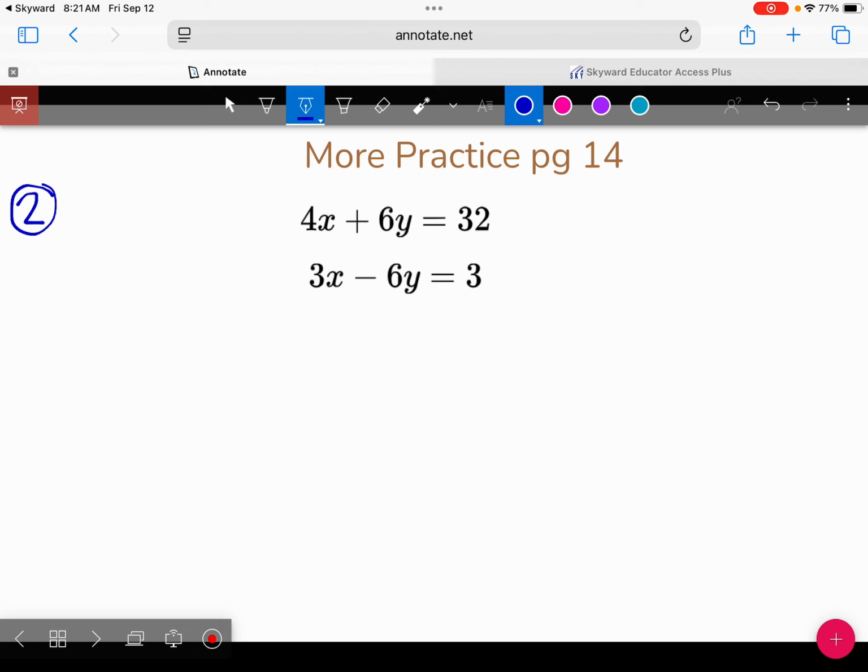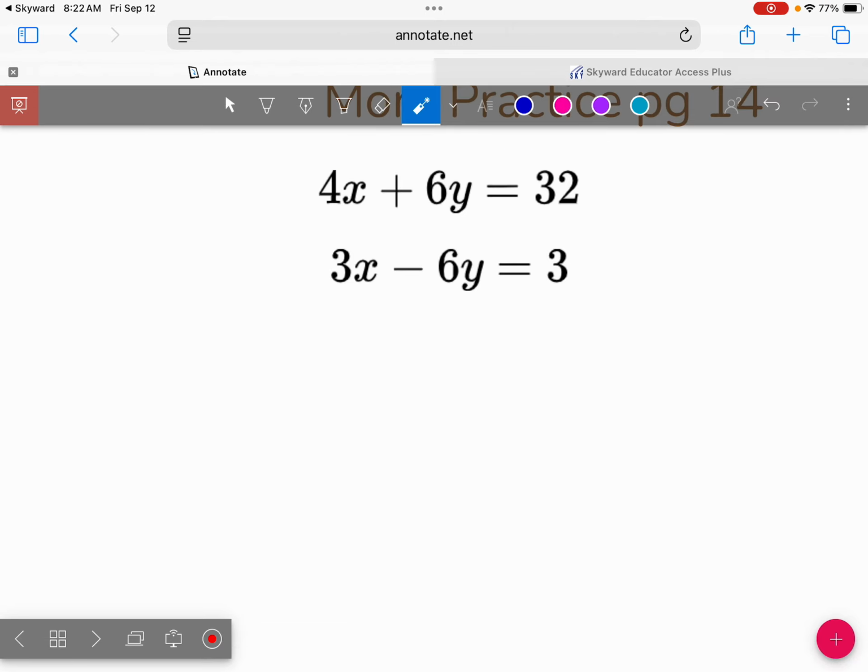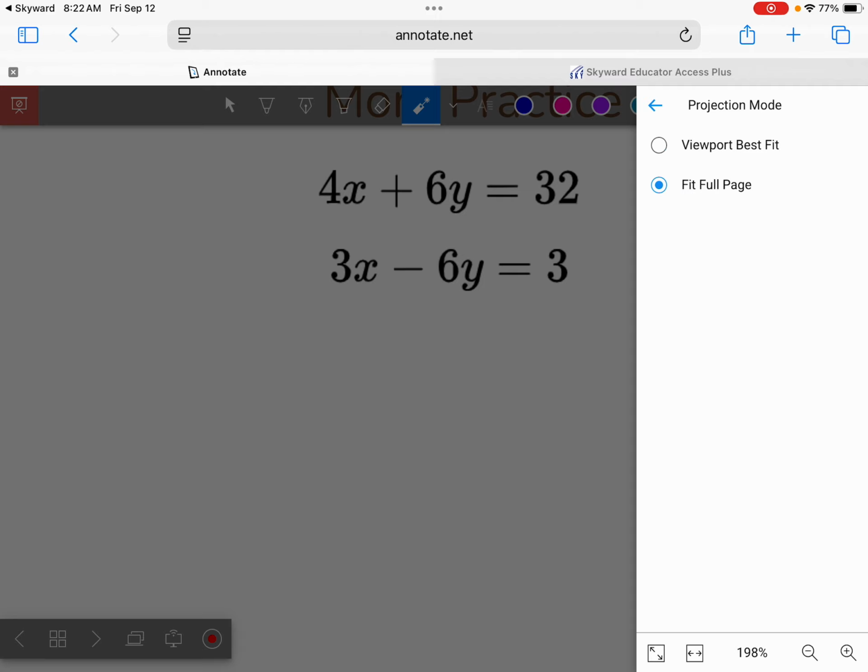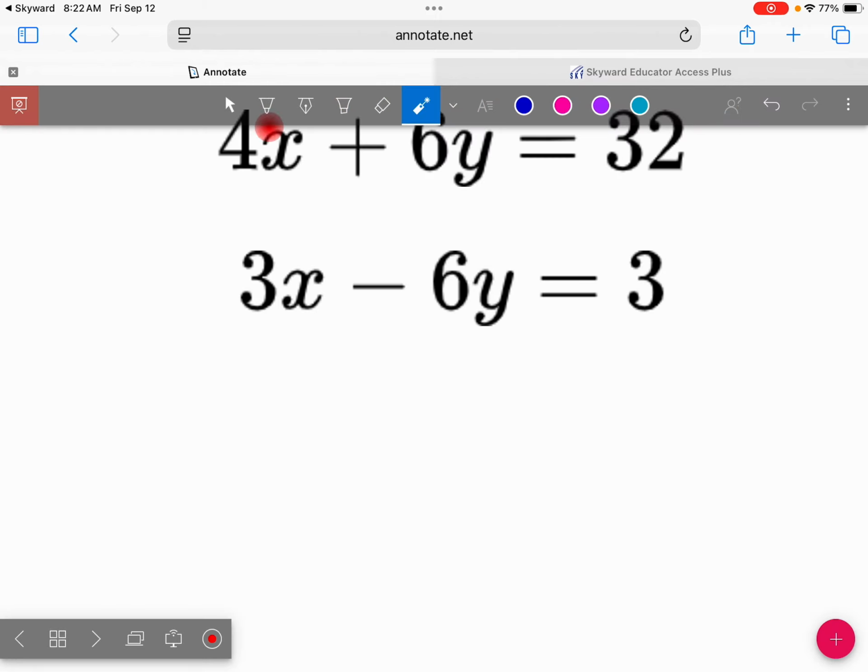So when we're looking at our elimination, we want to have at least one letter that has the same number with the opposite sign in both of our equations. So here we've got 4x plus 6y equals 32, and we've got 3x minus 6y equals 3. Well, on my x's, I've got 4 and 3. Those are not the same. But on my 6y and minus 6y, I have the same number. They're both 6's. One's positive, one's negative. So this one is set right up for us to do elimination.